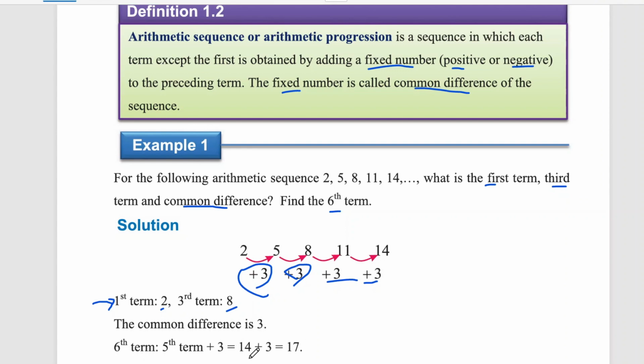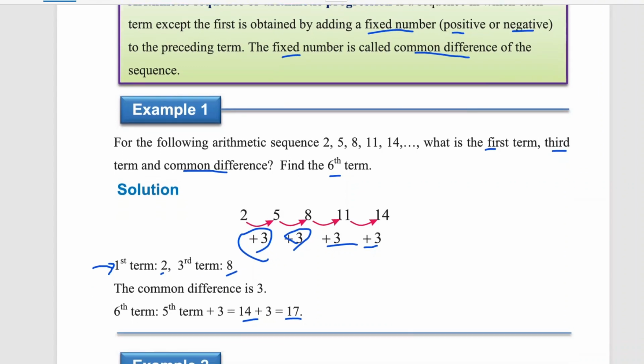First term is 2, second term is 5, third term is 8, fourth term is 11, fifth term is 14. So the sixth term is 14 plus 3, which is 17.